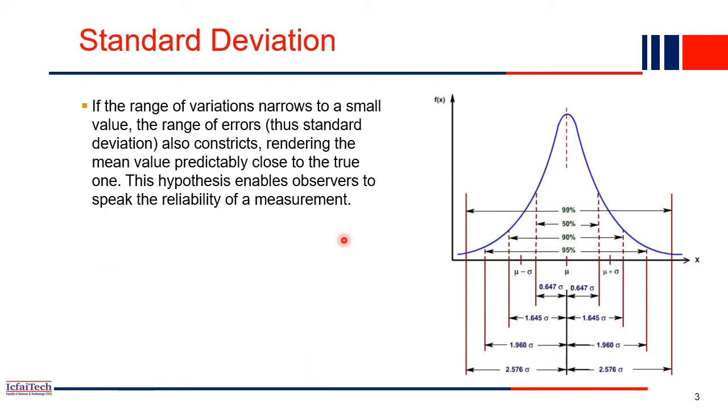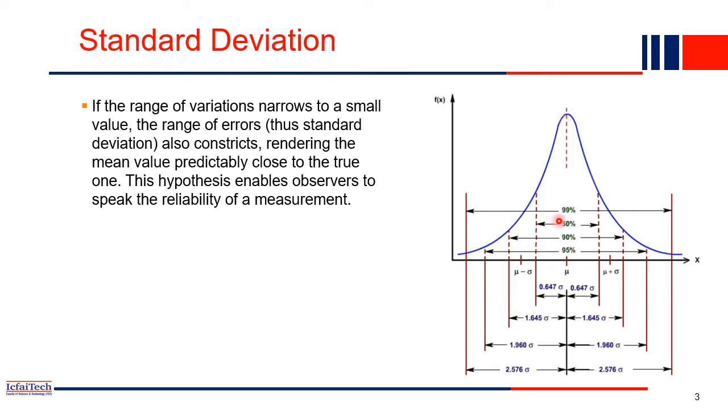Next, standard deviation; I have already discussed how to plot this type of curve. If the range of variation is narrow, then the range of error also contracts, right? Rendering the mean value prediction close to the true value. For example, you have taken a measurement 100 times, and in almost all 100 times you got almost the same value. In that case, the measurement you are taking is very correct, very accurate. That's why all 100 times you got very similar values.